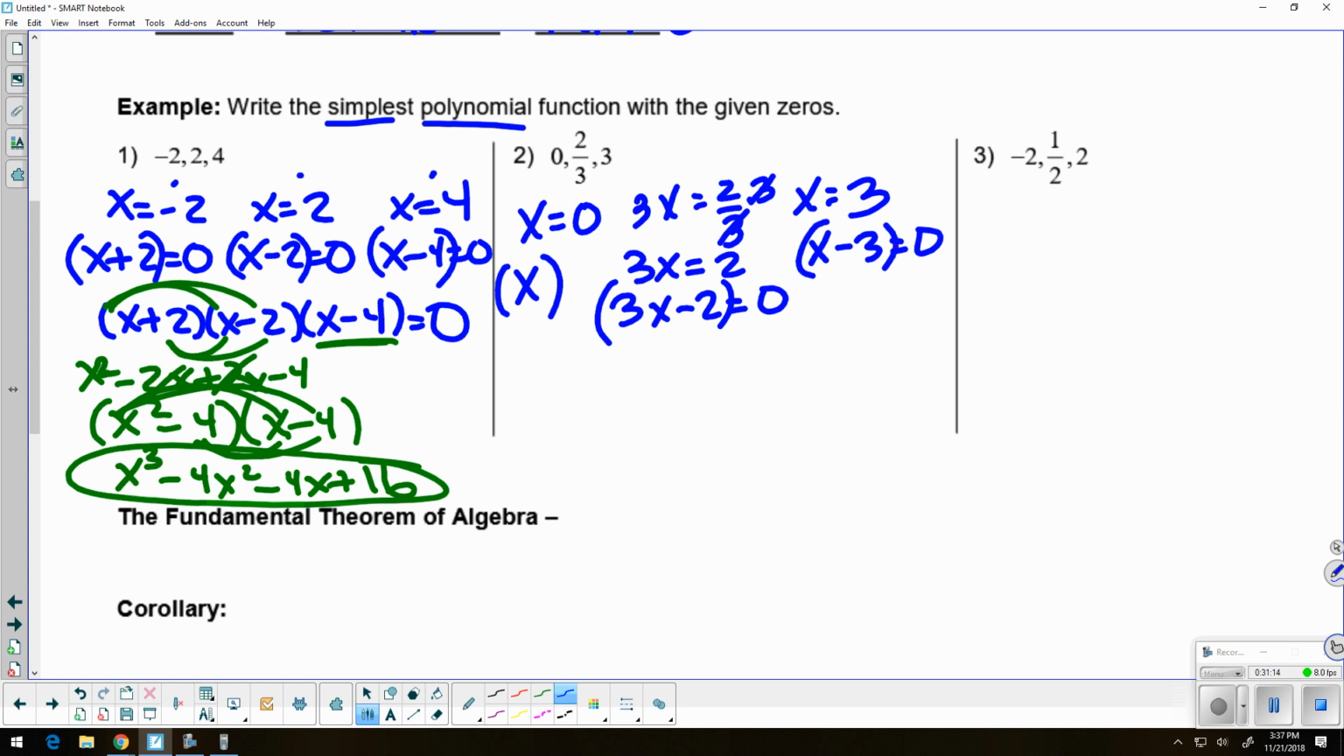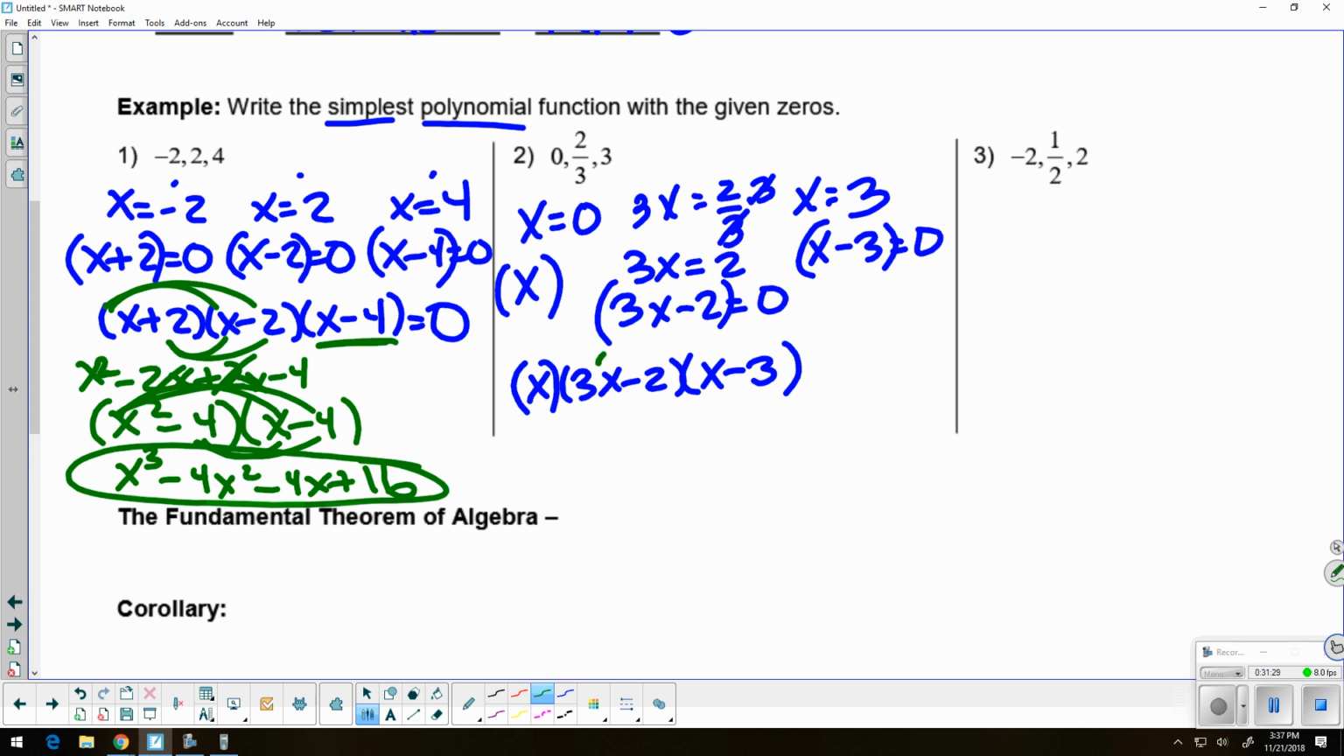Okay, so here's what we're multiplying. We got the x. We got 3x minus 2. Then we have x minus 3. As my game plan, I would probably FOIL those two binomials and then just distribute the x once it's all said and done.